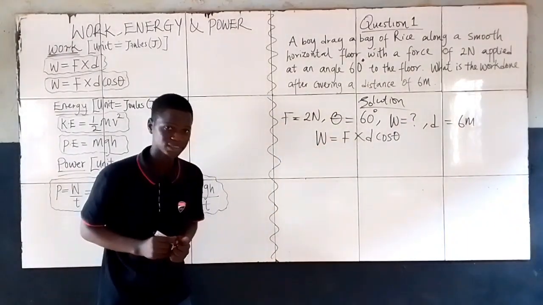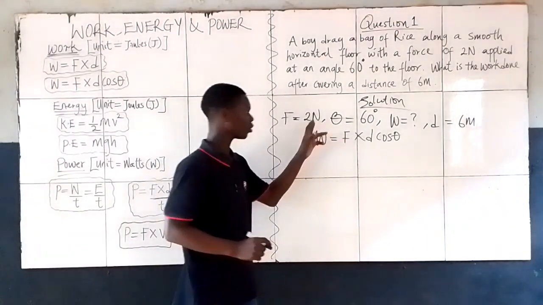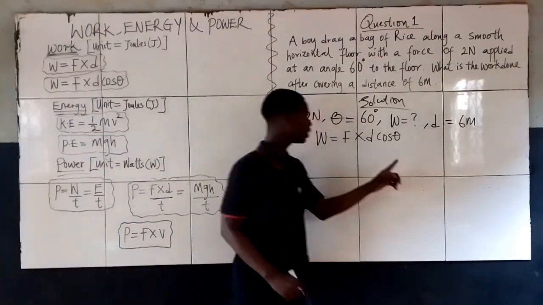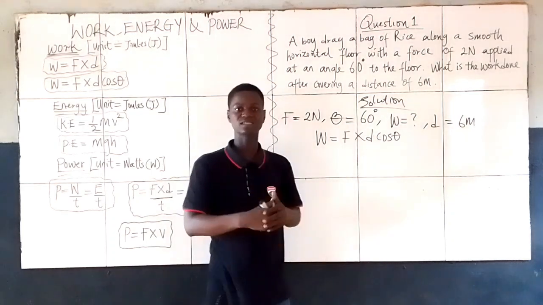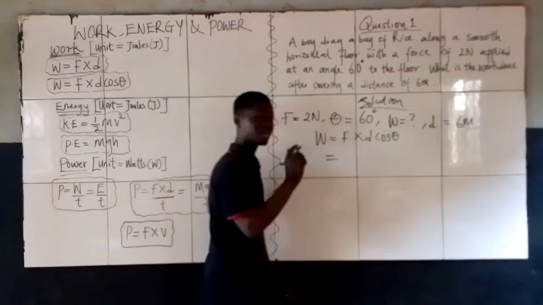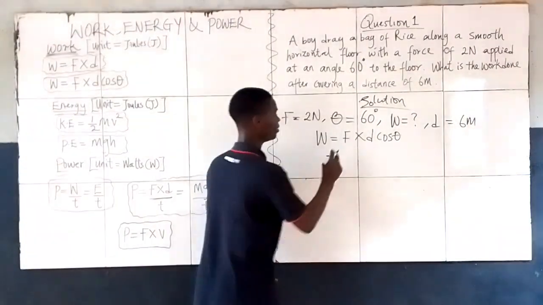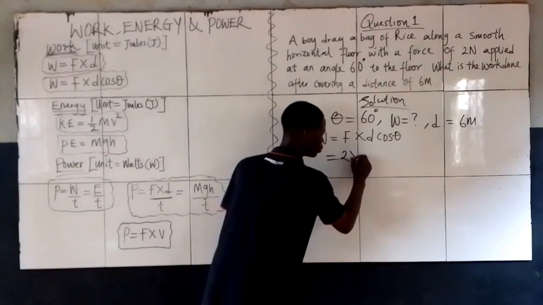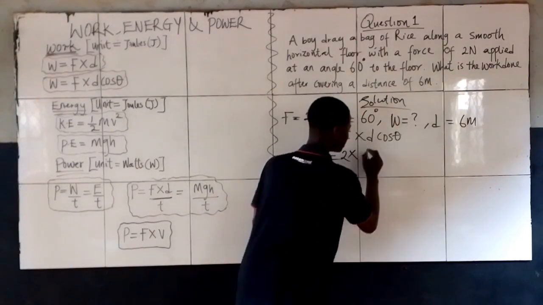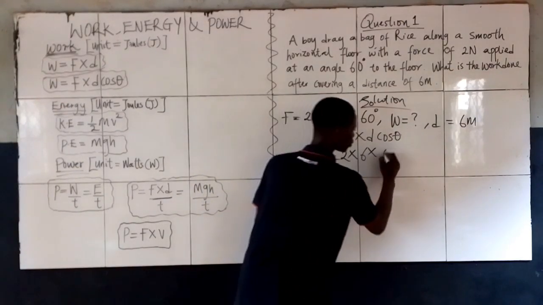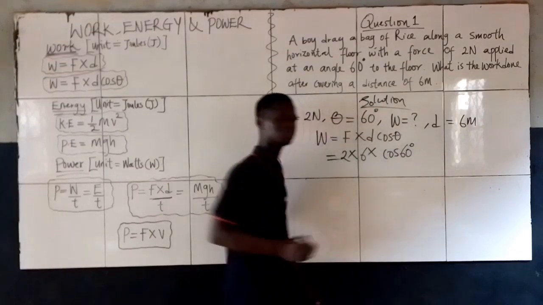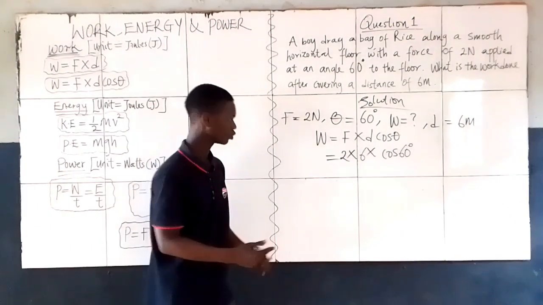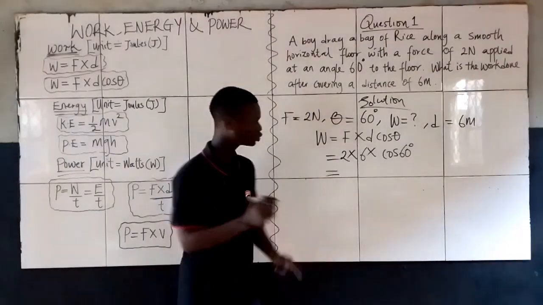And here we come, guys. Here we come. Now we know the force. We know the d. We have the theta. Can we now find work? The answer is yes. So let's get started, guys. Now using this very formula as a guideline, if F is 2, we say 2 times, if d is 6, we say 6 times, if theta is 60, we say cos 60 degrees. Are we together? Good.